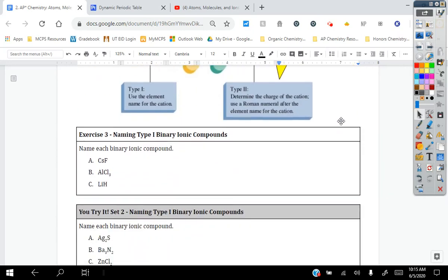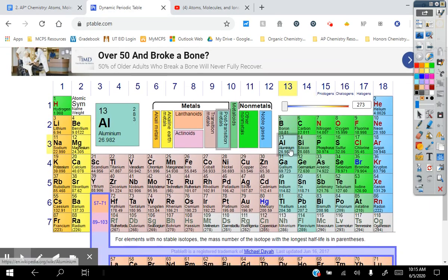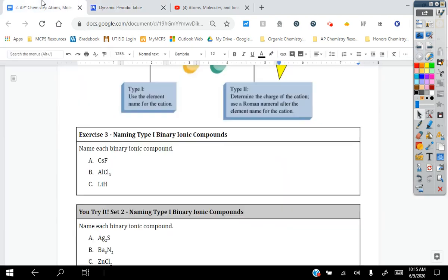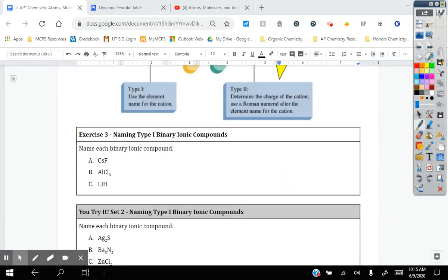Let's do some examples. So I have CsF. Is Cs a metal? I see Cs is over here on the left side, which means it's to the left of my staircase. It is a metal. It's also in group 1. It has one kind of charge, so this is a type 1 compound. And as you can see with all these that we're about to name, they are type 1 in this set. So I just name it cesium.